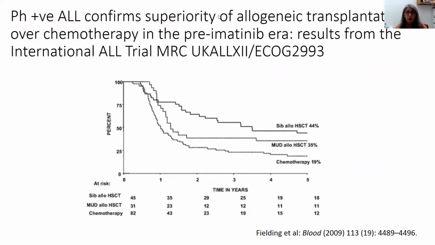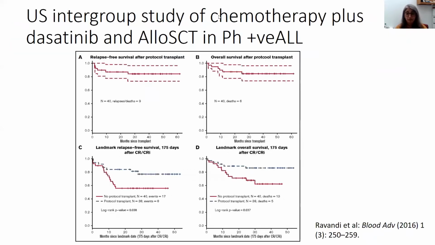Moving on, they also looked at how transplant compared with chemotherapy in another large UK study, the UKALL12 study. Whether you underwent a sibling or a MUD transplant, you did better compared to chemotherapy alone for Philadelphia positive ALL, and SIB allo transplant did better than unrelated donor.